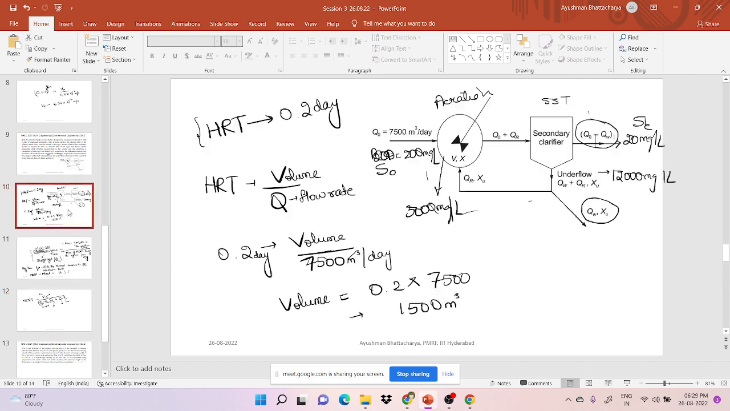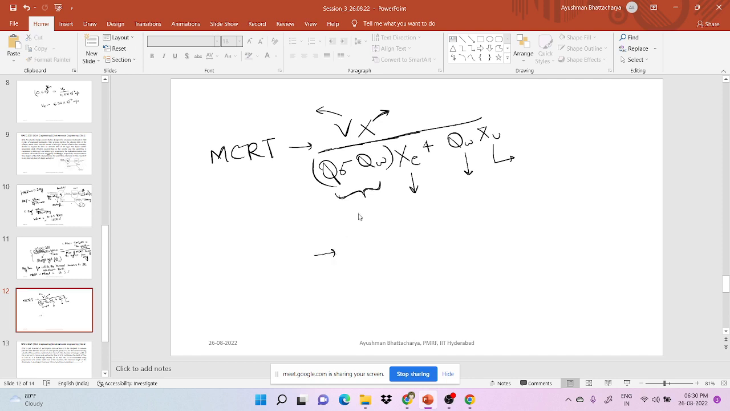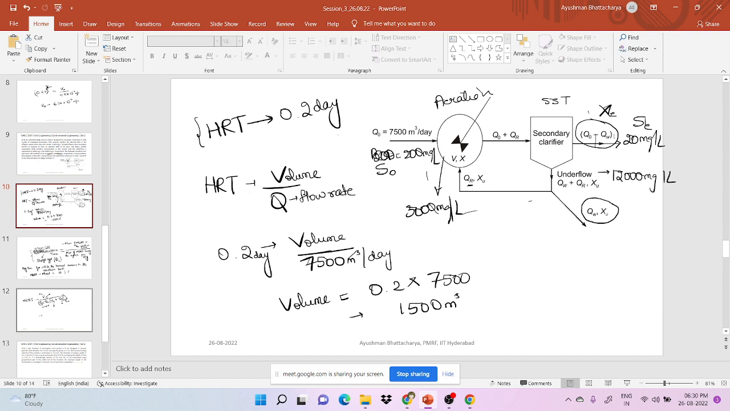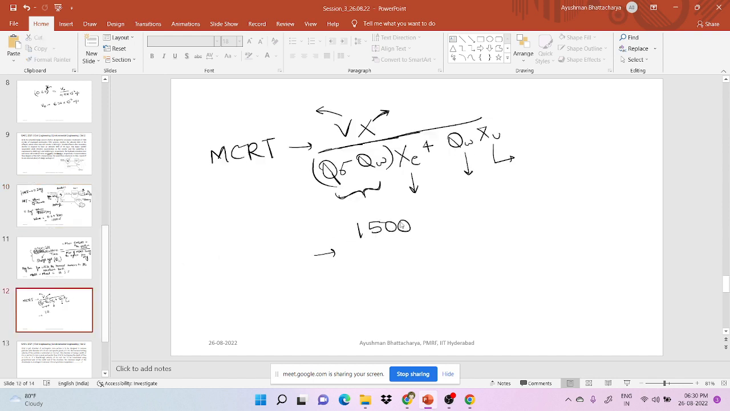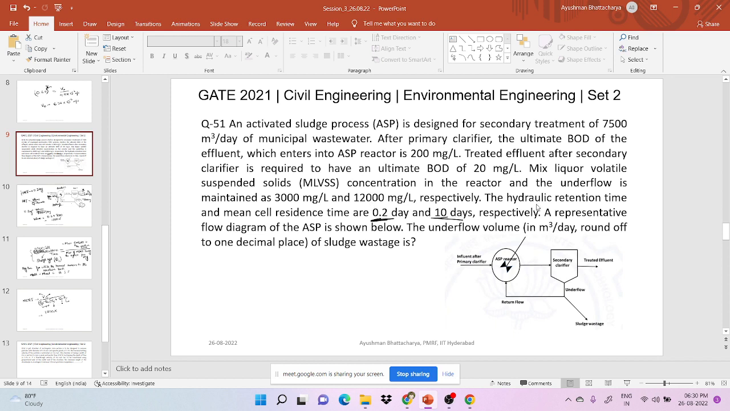So here I have shown Q0 minus QW, which is going out, where the MLVSS concentration is denoted by XE. The wasted sludge MLVSS concentration is XU, and the one which is returning is QR, the recycled sludge flow rate. The volume of the aeration tank we just calculated as 1500 meter cube, multiplied by X. They have specified that the MLVSS in the reactor is 3000 milligram per liter and the underflow is maintained at 12000 milligram per liter respectively.